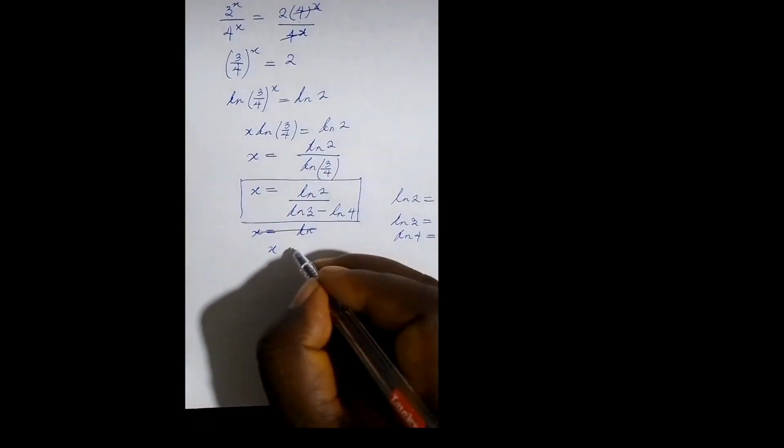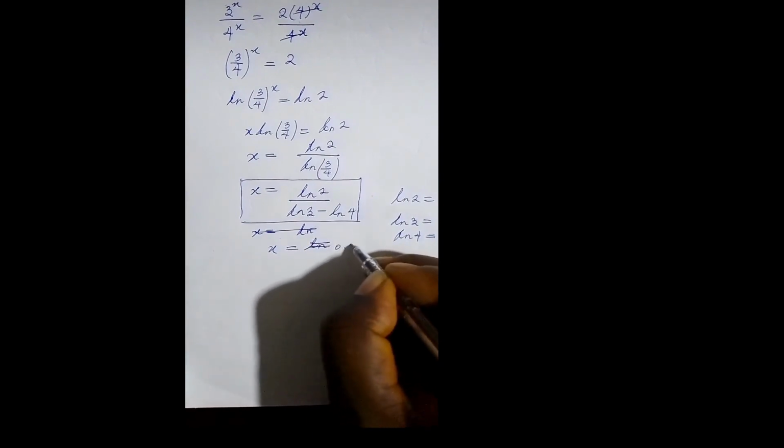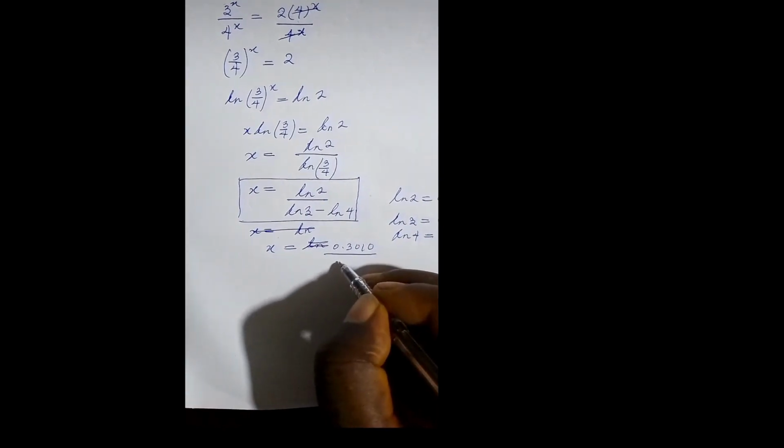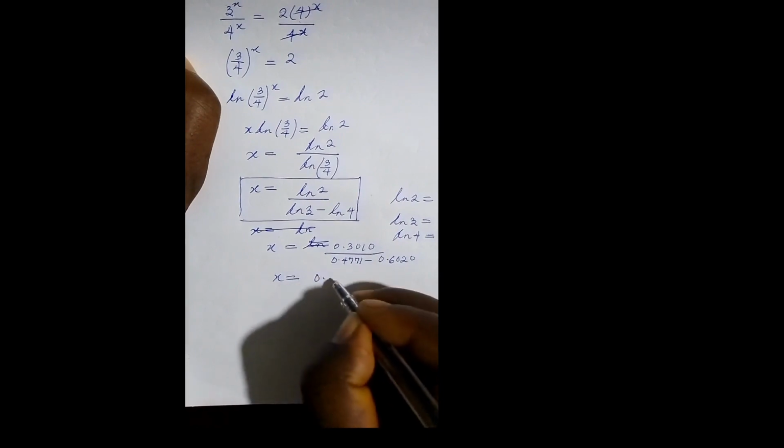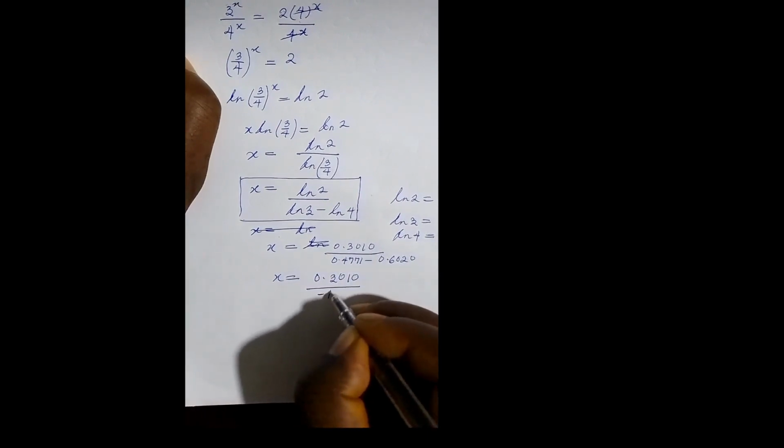Once you plug in all these values here, we are going to have x equal to 0.3010 all over 0.4771 minus 0.6020. This will be minus 0.1249. So we have 0.3010 all over minus 0.1249. Once that is divided, it's going to give us an answer that is nearly equal to something.